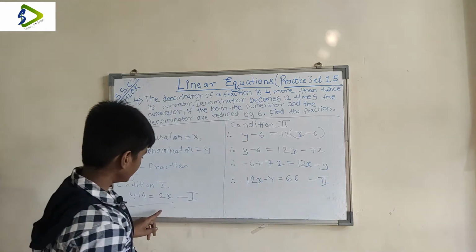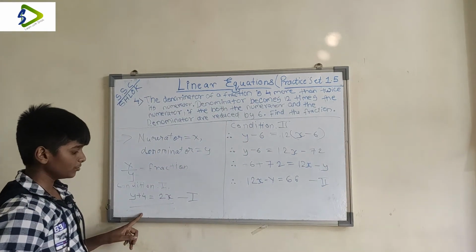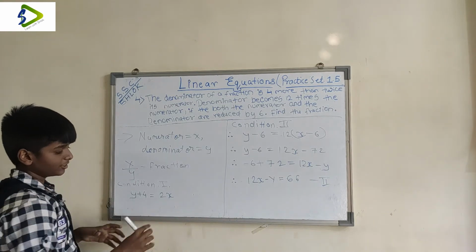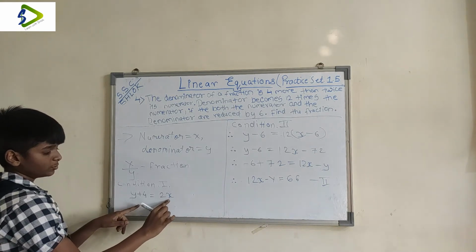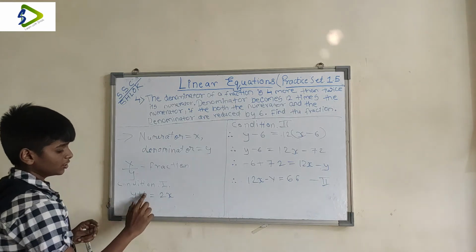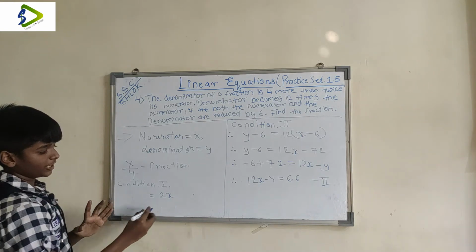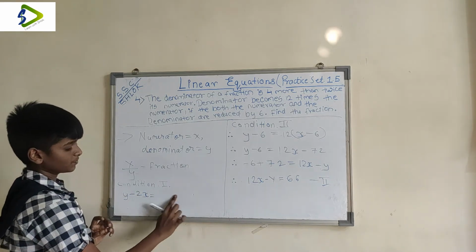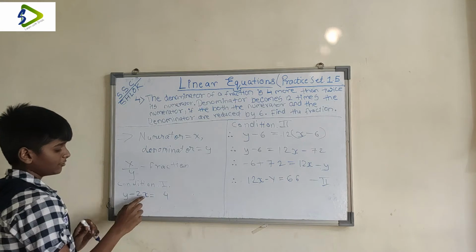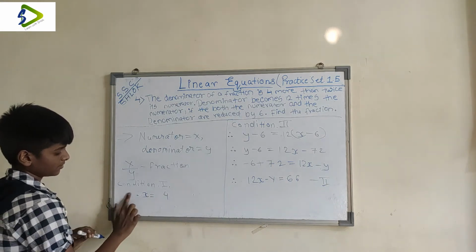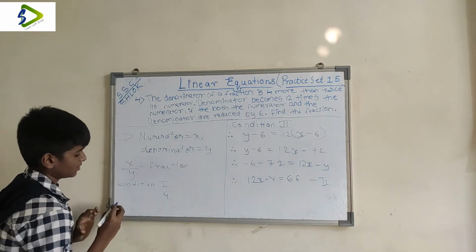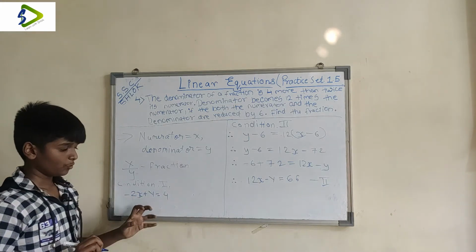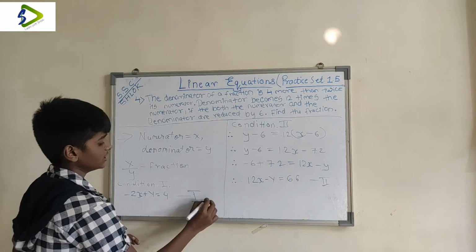So we have found the first and the second equation. Here I have not written the first one, so I am writing it over here. We have to take 2x to this side and plus 4 to that side. So it becomes y minus 2x is equal to 4. Now you can interchange it, so it becomes minus 2x plus y is equal to 4.